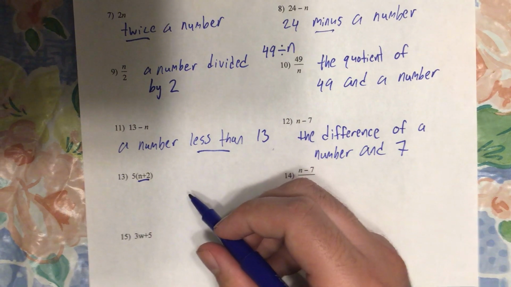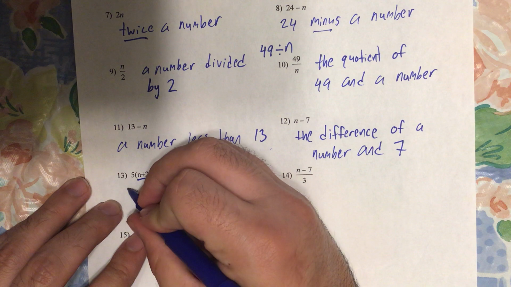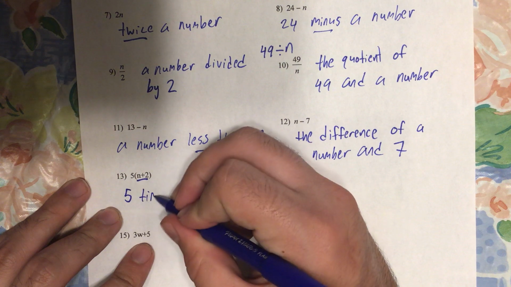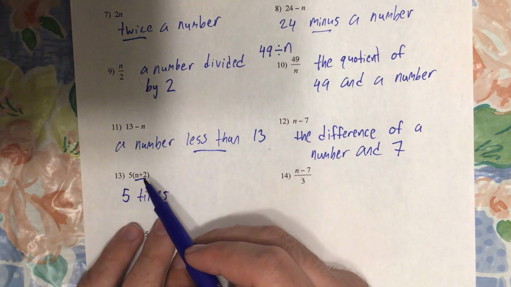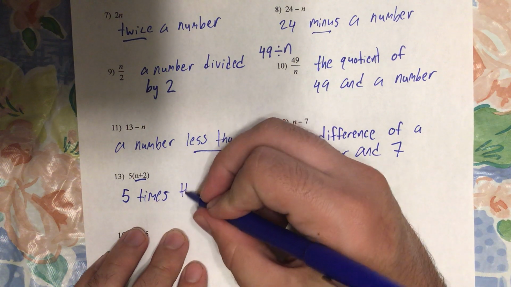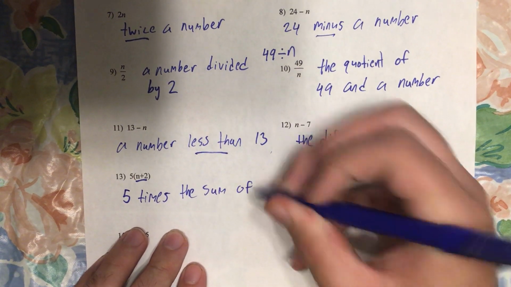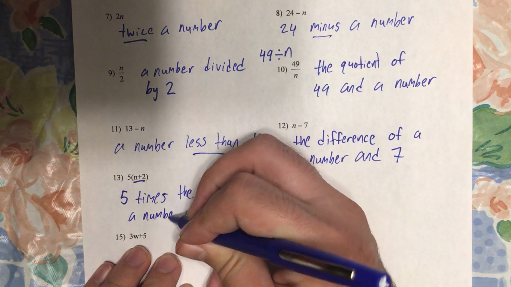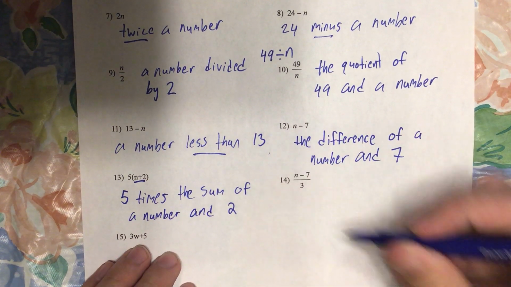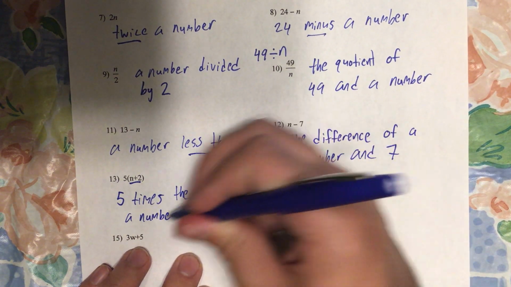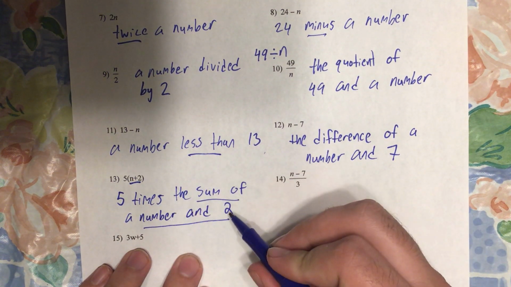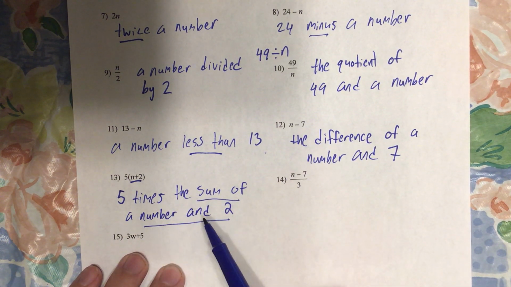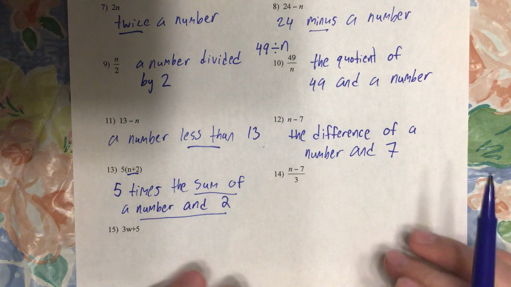So how about we say, we have a 5. So I'm going to say 5. Again, when it's squished up against it, it's being multiplied. So 5 times. So what's it being multiplied to? This is the sum of a number and 2. There you go. We have the sum of a number and 2. It's right there, and we got 5 times it. We also could have said times 5 at the end. The sum of a number and 2 times 5. That would work too. Okay.